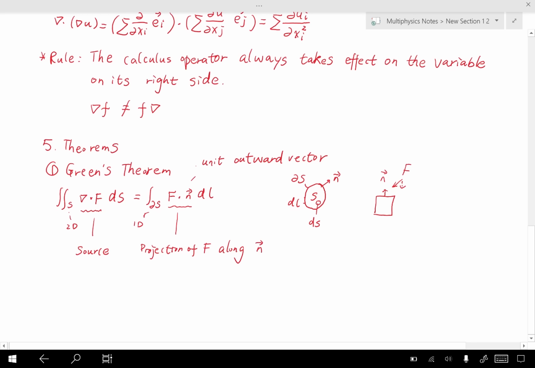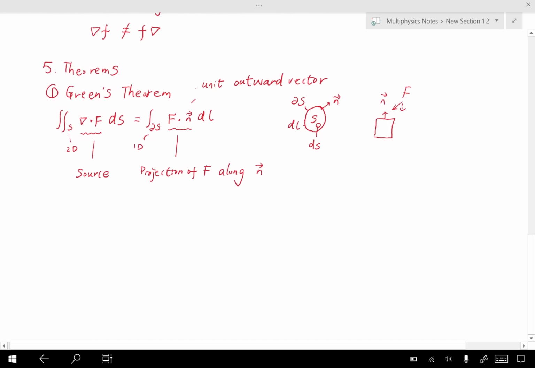So in this case, the meaning of this equation says that, for this S domain, the source, that's how fast the amount of quantity will change with respect to time, equals how fast the materials will get out of the boundary. Can you guys understand this?